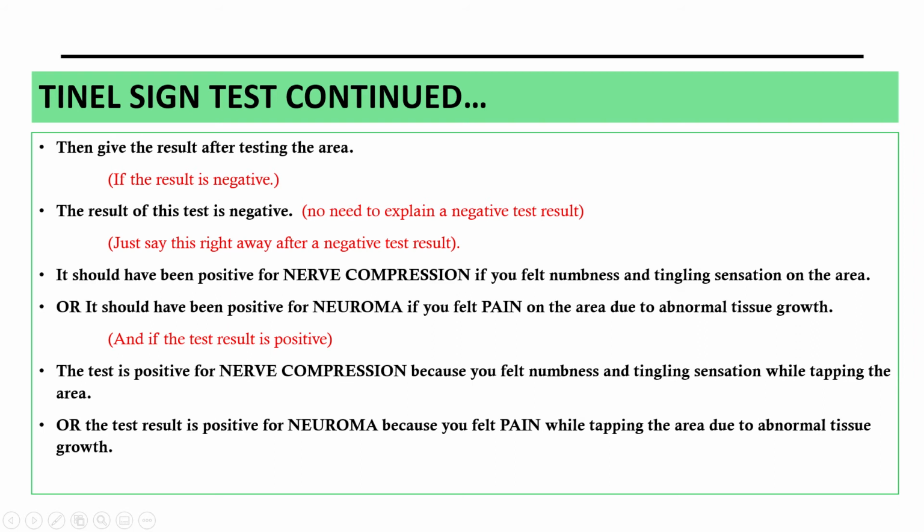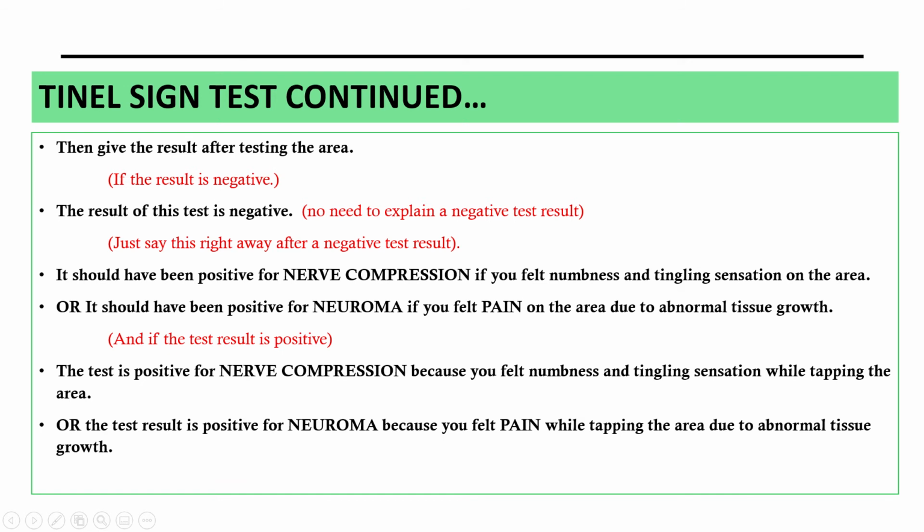It should have been positive for nerve compression if you felt numbness and tingling sensation on the area. Or it should have been positive for neuroma if you felt pain on the area due to abnormal tissue growth. And if the test result is positive, say this right away: the test is positive for nerve compression because you felt numbness and tingling sensation while tapping the area.